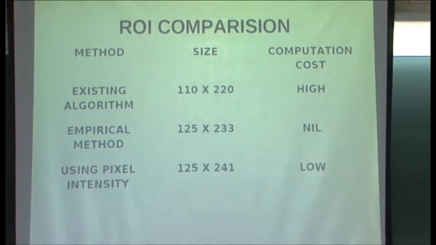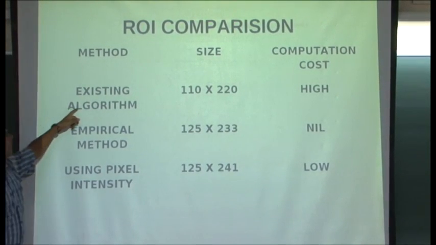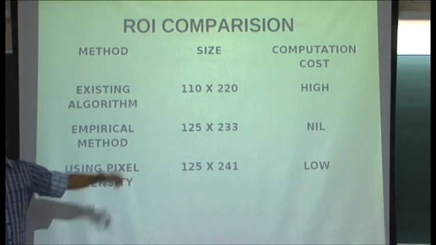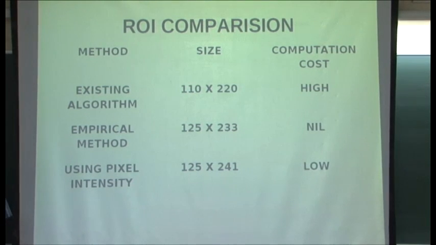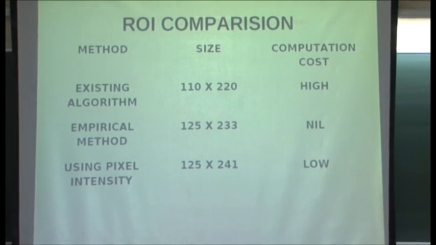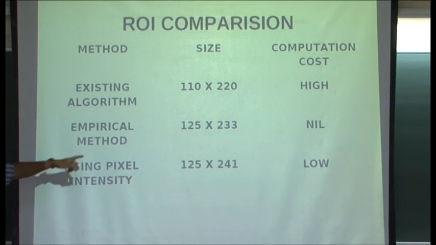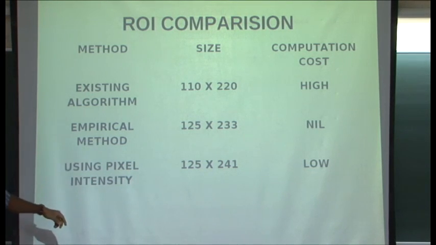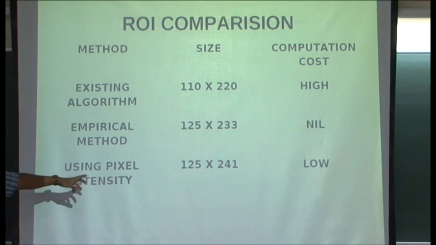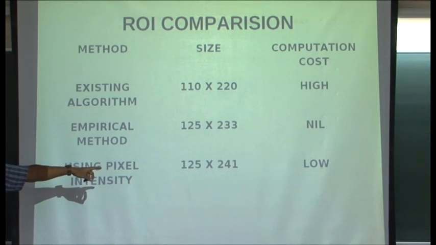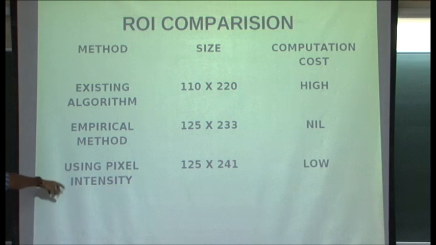So this is the already existing algorithm. Here we have to run that entire loop twice for the knuckle gesture and once for this convex weightage addition, so that is very high computation. With the empirical method we can just crop it by 20% or so, but it is not good. There is no computation involved. The size is 125 by 233 ROI image. Using pixel intensity, I am using a size of 125 by 241. But here the only computation is that I have to run the loop only once for getting the intensity.